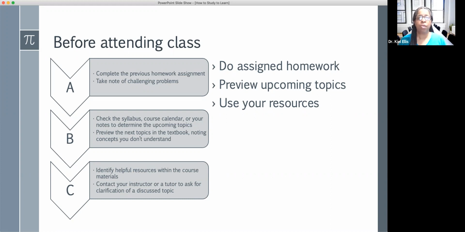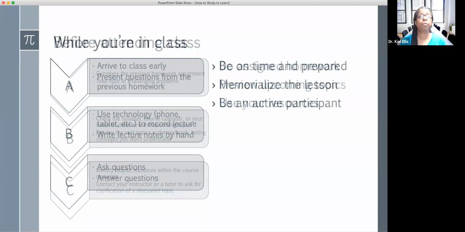Use the resources that you have. More than ever, courses are packed with resources such as videos, PowerPoint slides, animated problems. Use those resources to help your learning, and use your instructor as a resource. Your instructor is a resource. Also, your tutoring center, your tutors are resources. If you need help or clarification, use those resources that are available to you.